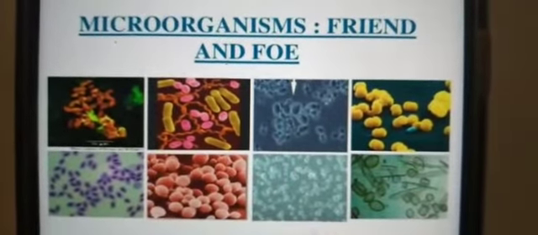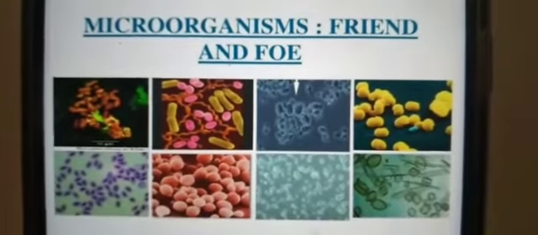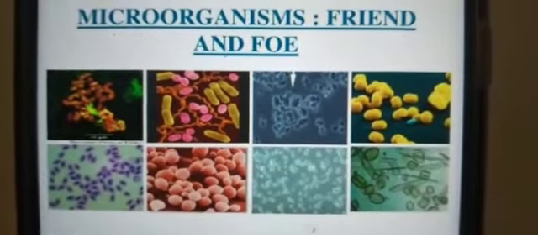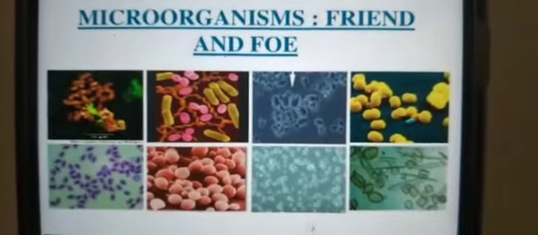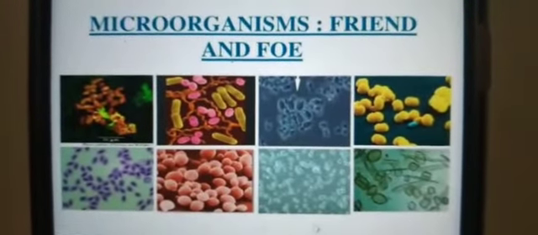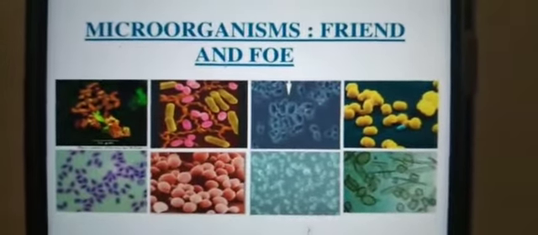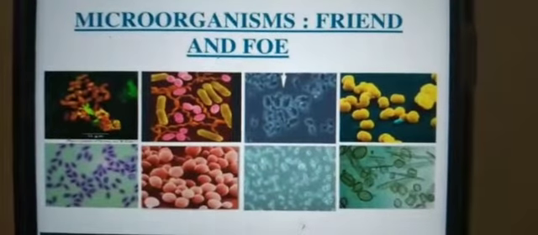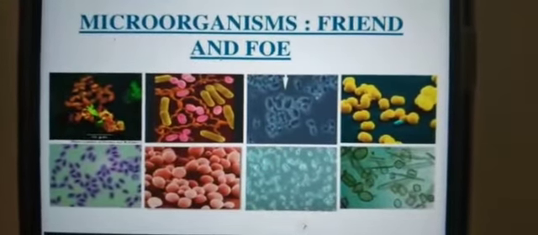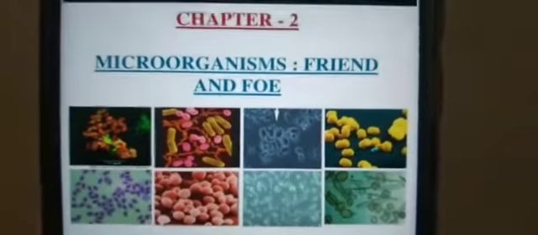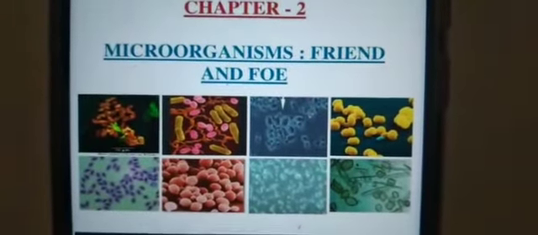We are learning the chapter Microorganisms, Friend and Foe. In the previous class we have studied what microbes are, where they are present, and some uses of microorganisms. In today's class you are going to study about friendly microorganisms.